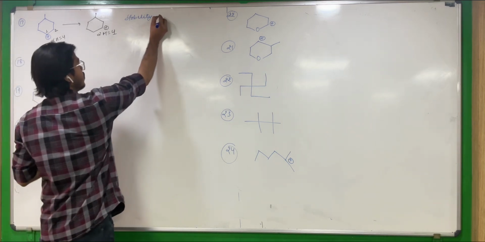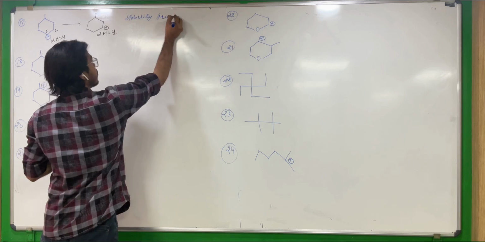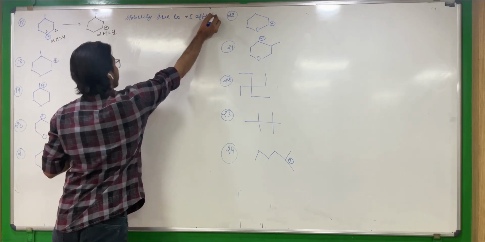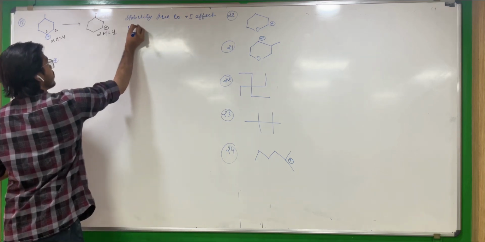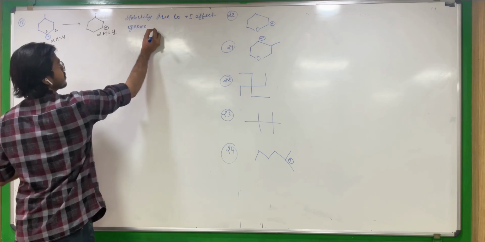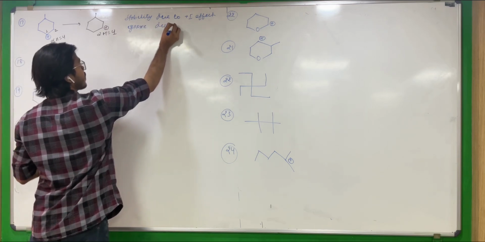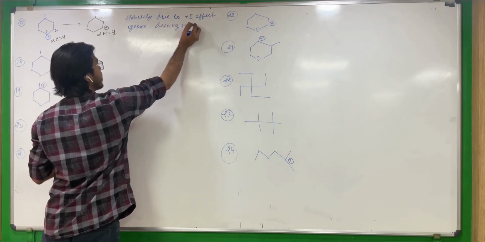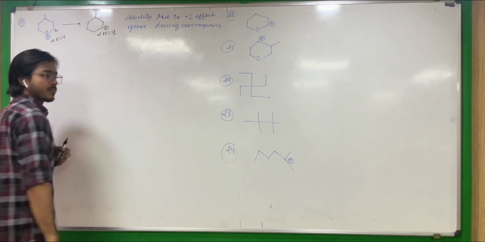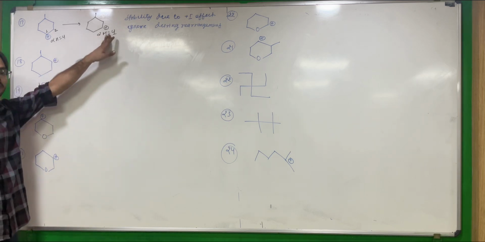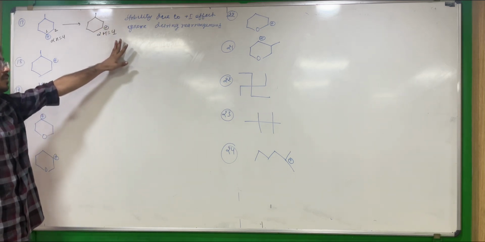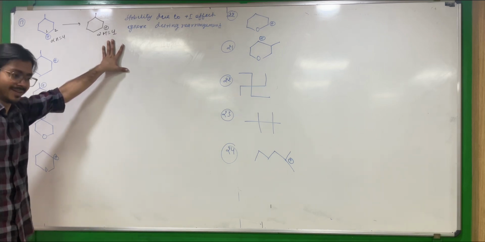So stability due to plus I effect is ignored during rearrangement. We will only consider stability due to hyperconjugation and resonance. In this case, this carbocation is more stable due to plus I effect, but we do not consider stability due to plus I effect during rearrangement.